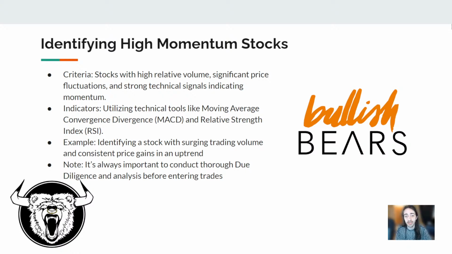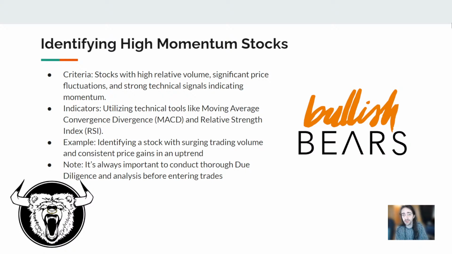So criteria, stocks with high relative volume. Guys, volume is also key, guys. If we're looking at stocks and it seems to be in a range and we think it's going to get momentum, but we're looking at the intraday volume or we're looking at a previous day's volume and it's looking pretty weak, then we're not going to want to take that trade, or at least we're going to want to scalp it until the volume and momentum really does prove itself and sustain value. Significant price fluctuations and strong technical signals indicating momentum.